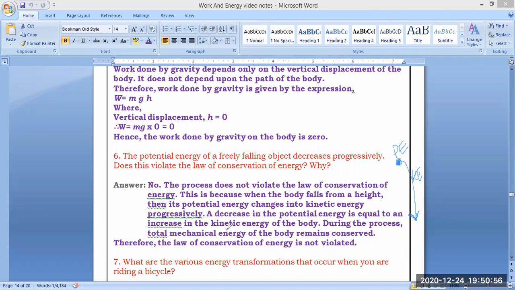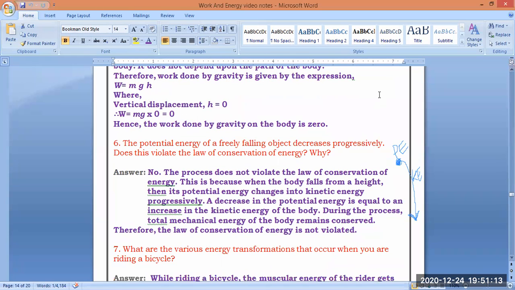During this process the total mechanical energy of the body remains conserved, that is, potential energy is converted into kinetic energy. There is a transformation of energy in this process. So this situation does not violate the law of conservation of energy. Let us go to the seventh question.